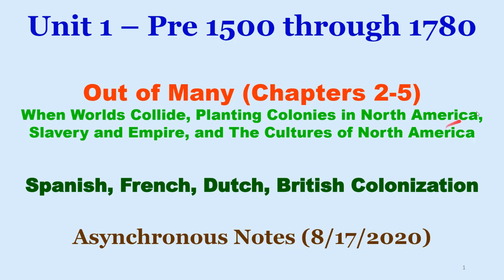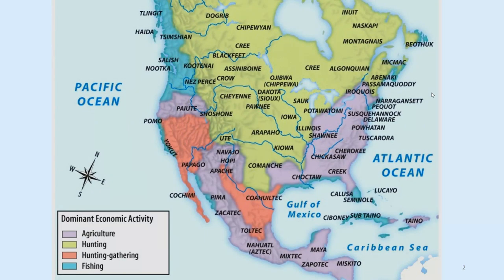So this covers chapters 2 through 5 in the Out of Many book. Like I mentioned, it's Spanish, French, Dutch, and British early colonization. And these are your asynchronous notes for the 17th of August. And remember, my suggestion to you earlier is to write the notes down as we go through them. So you'll have a bank of notes to draw from when we take unit tests, the midterm, the final, and the AP exam. Okay, let's get started.